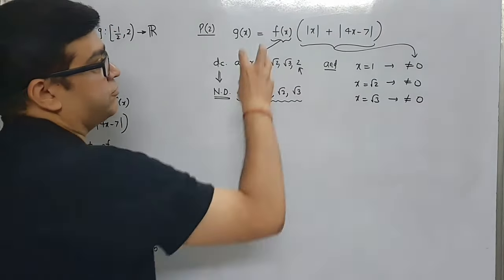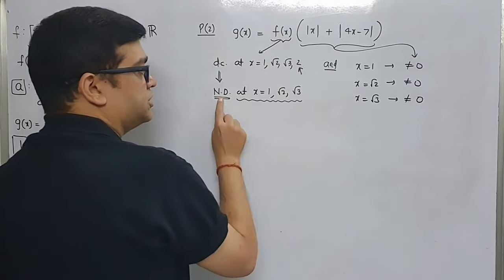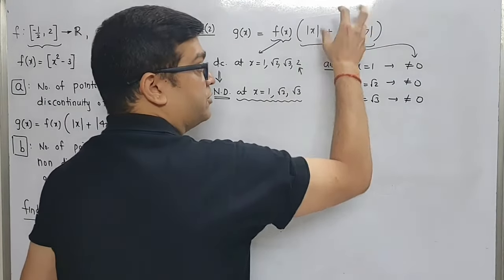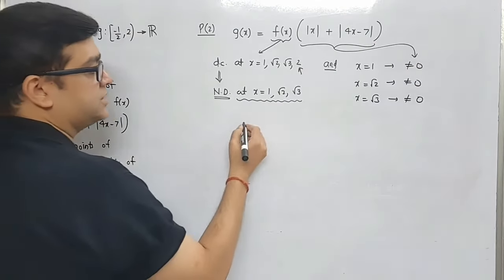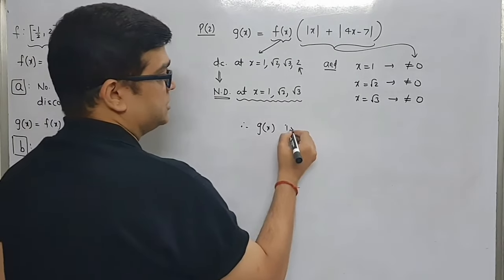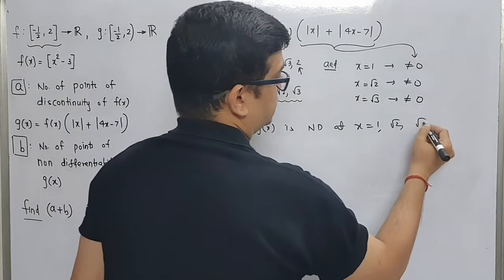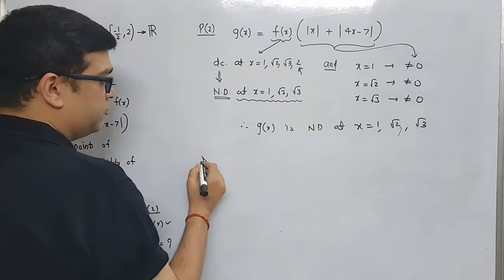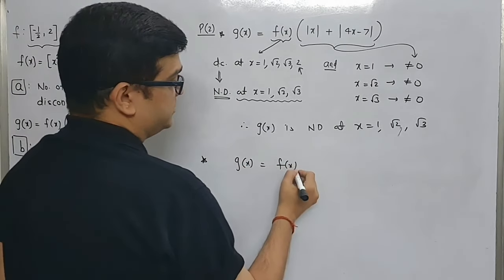So the first member of the product function is not differentiable at these 3 points, while the second member of the product function is non-zero at those 3 points. Therefore, it is safe to say g(x) is not differentiable at x equals to 1, root 2, root 3. Now, I want you to observe g(x) once again. I'm rewriting g(x) once again.